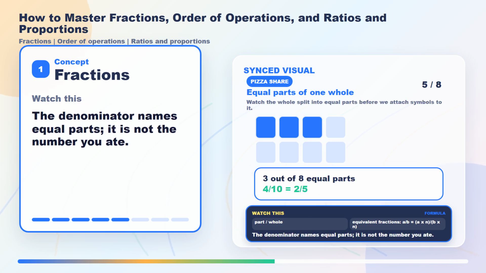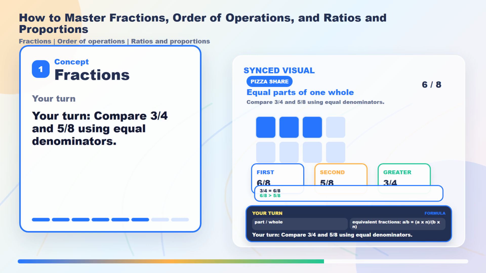This is where students often count the wrong object. The denominator names equal parts. It is not the number you ate. The fix is simple. Slow down and ask what each number represents before using a rule. Keep the picture in your head while you try this one.